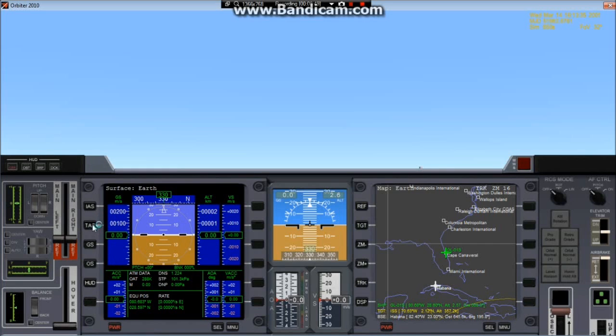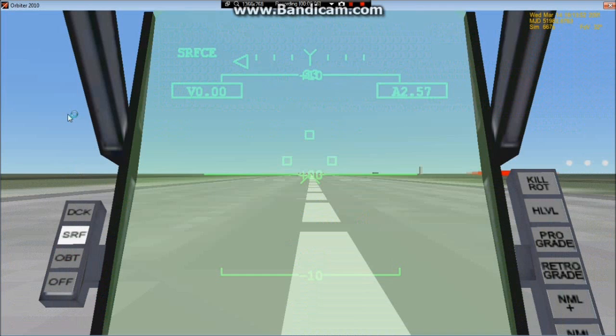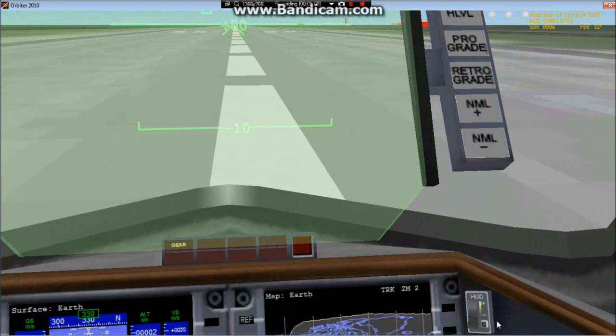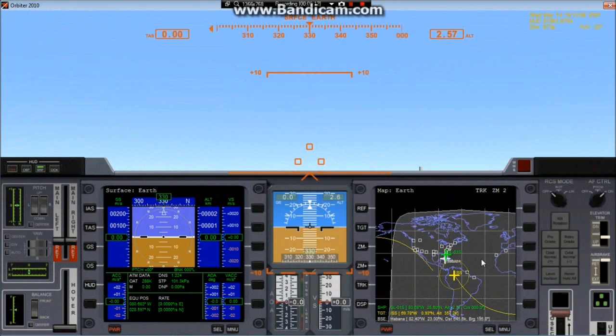So now we prepare for takeoff. We're going to go to our surface, reset this back to 2. We're going to turn our air flight control surfaces on, increase our elevator trim, and activate the HUD, and change the color to the atmospheric one. So this is it now.